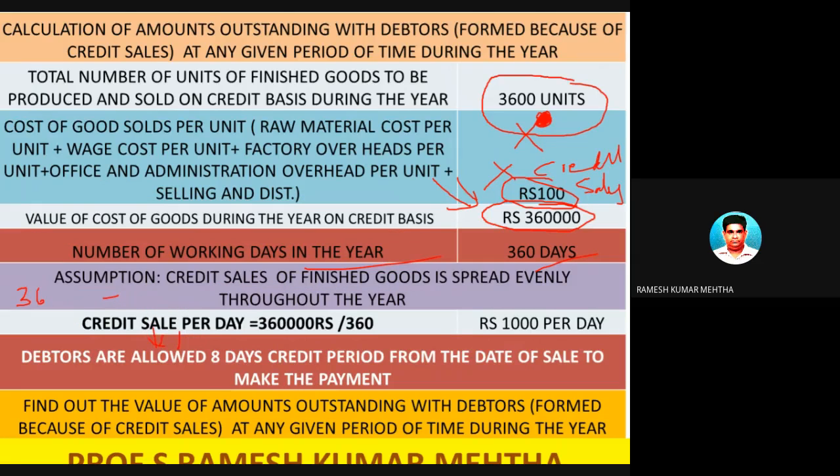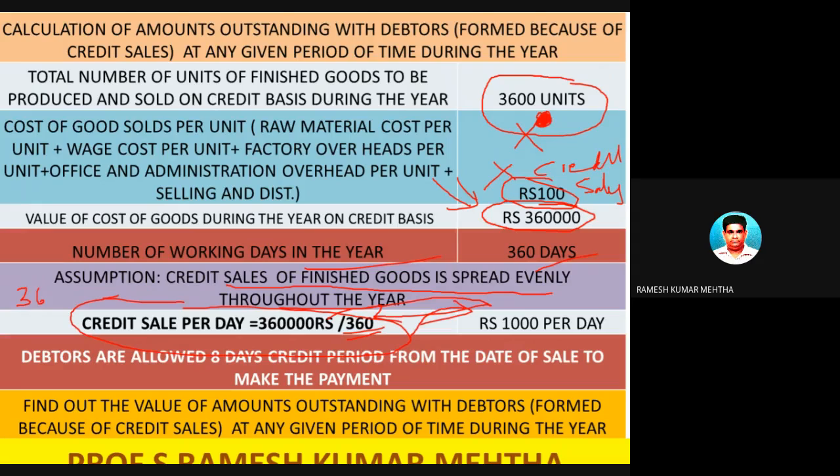So let's take the discussion further. Credit sales of finished goods is spread evenly throughout the year. So credit sales per day: I am selling goods worth 3,60,000 rupees for the whole year, and the number of working days is 360. So 3,60,000 divided by 360 is equal to 1,000 rupees of credit sales per day. So why?